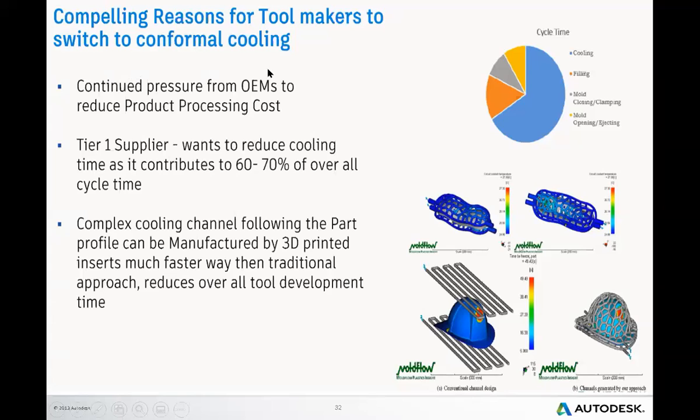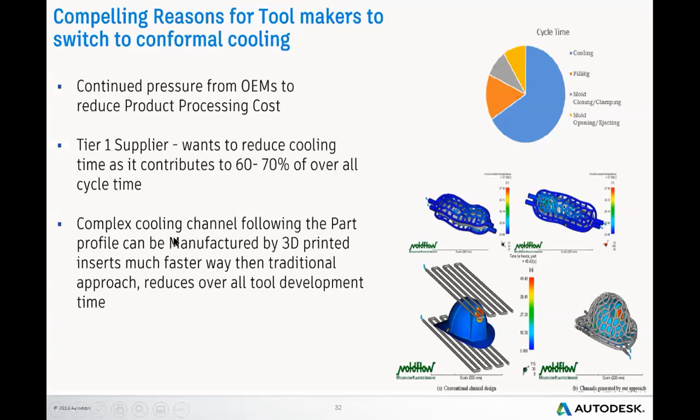Okay, and switch to conformal cooling. Why? Because of continued pressure from OEMs to reduce product processing costs. That's the voice from the customer, and then the pressure to make this technique occur. So Tier 1 suppliers as well want to reduce cooling time, which contributes 60 to 70% of overall cycle time. And the complex cooling channel follows the part profile.